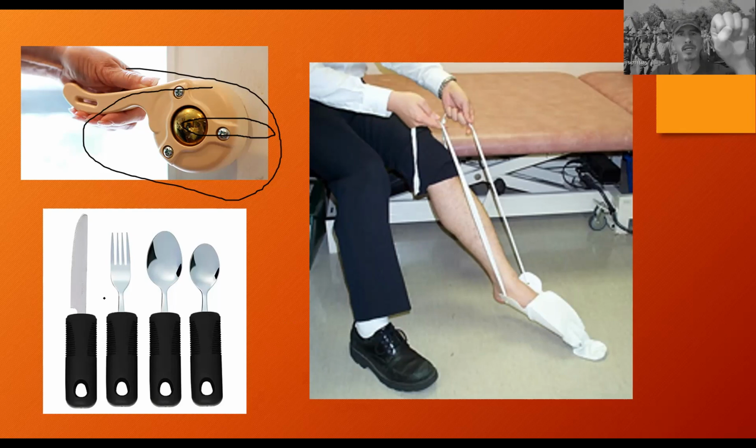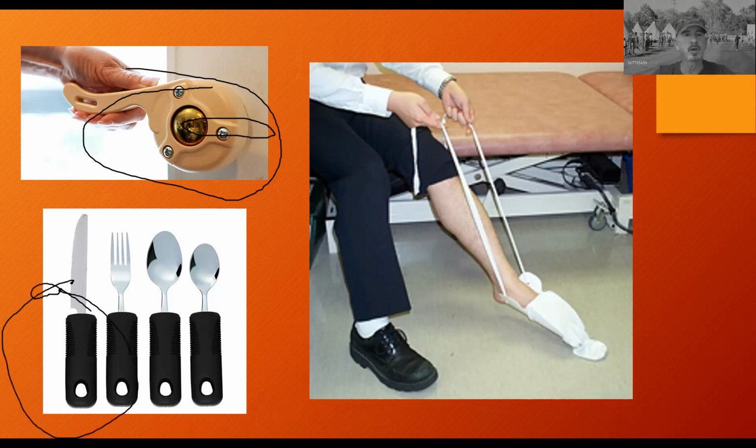Silverware, the little dinky silverware that most of us have. It's really hard for people with arthritis in the hand to use. Let me check my time here. Okay, I'm going to have to speed up a little. I'm taking too much time. But there's silverware out there with big handles. It makes it easier to grab for eating. This would be really good for RA as well.